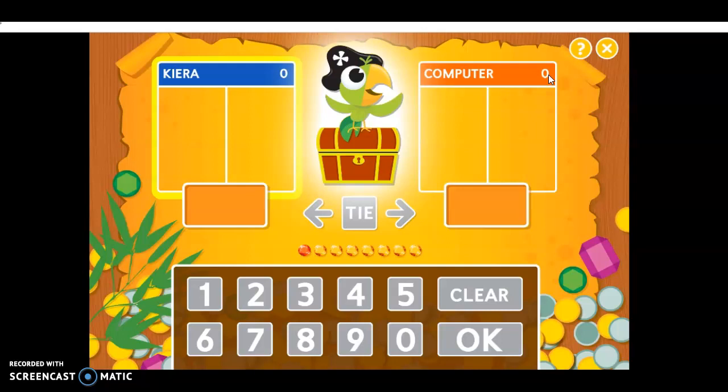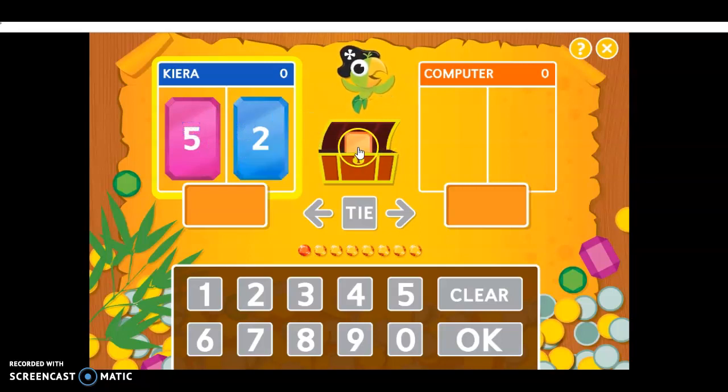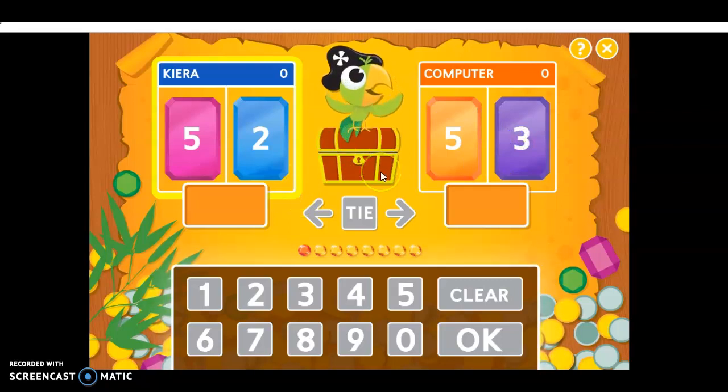So what we do is first we deal out the cards by placing 2 cards with each person. So then I'm going to take the difference. So 5 minus 2 is what it's asking. You always want to put the bigger number first when we're doing subtraction. So I would play 5 minus 2.